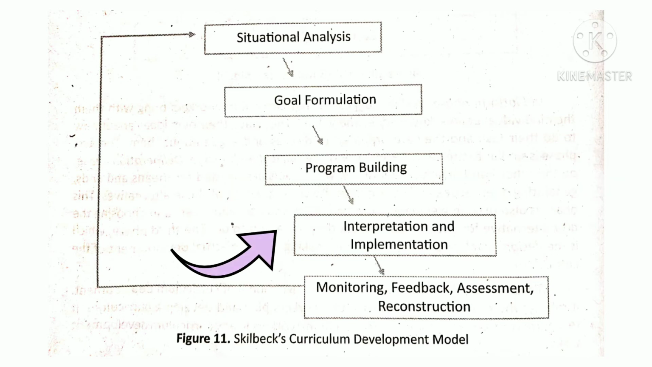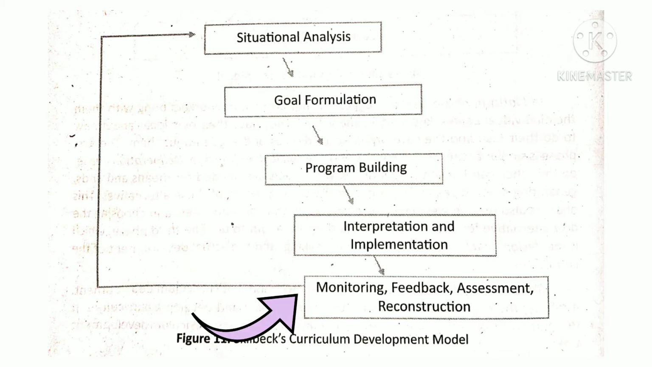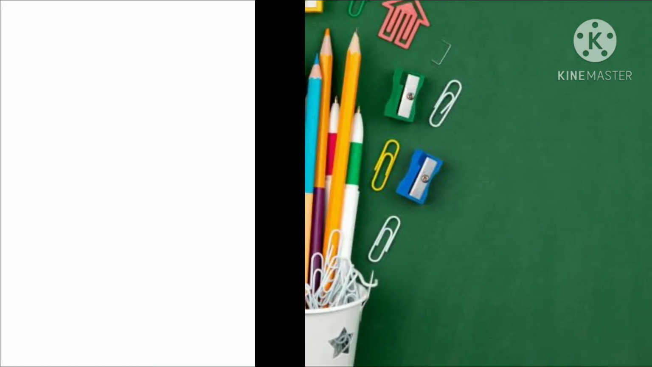The fourth step is the interpretation and implementation. It involves the actual implementation of the curriculum by faculty members or the teachers. It is where the actual teaching and learning of the students takes place. The final step is the monitoring, feedback, assessment, and reconstruction phase, where the goals and objectives of the curriculum, including the design and selection of all the curriculum elements, are evaluated.